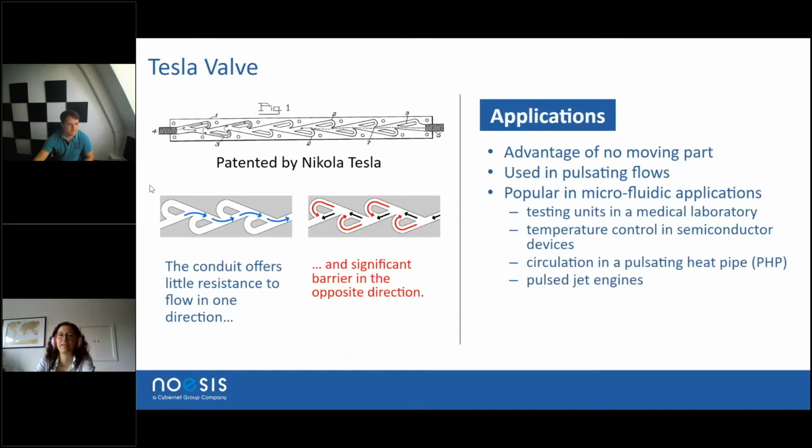And today's case study is a Tesla valve, named after Nikola Tesla, who patented the design in 1920. A Tesla valve is a fixed geometry passive check valve. It allows a fluid to flow preferably in one direction more than the other direction. With no moving parts, Tesla valves are popular in microfluidic applications, where the expectation is not really a fully cut flow in one direction, but just a reduced flow rate. Some application examples are seen in medical laboratories, in semiconductor devices, in pulsating pipes, or pulsed jet engines.